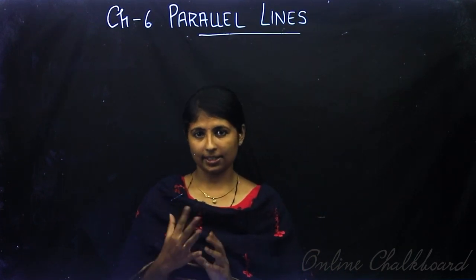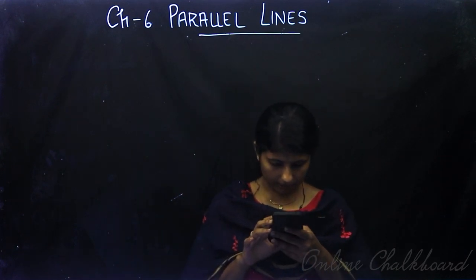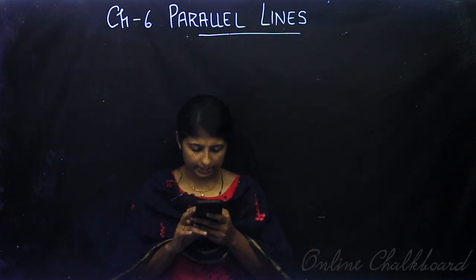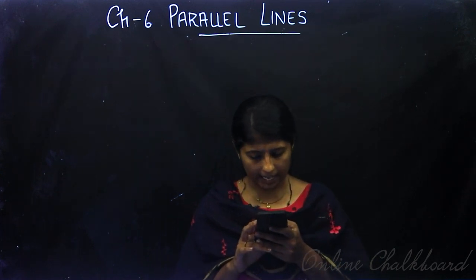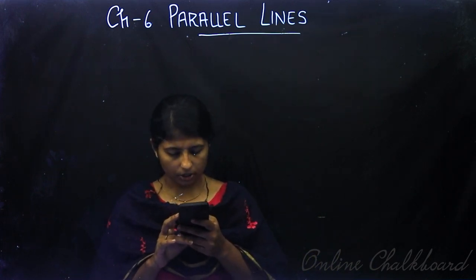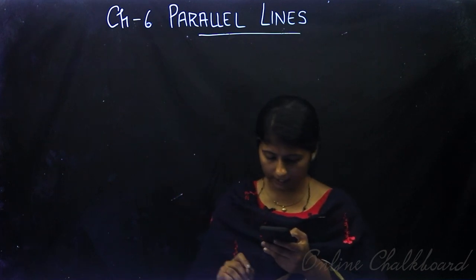Now we will do the exercise questions. We will look at the property on page number 93: in any triangle, all the medians intersect at a single point, and that point divides each median in the ratio 2 is to 1, measured from the vertex.